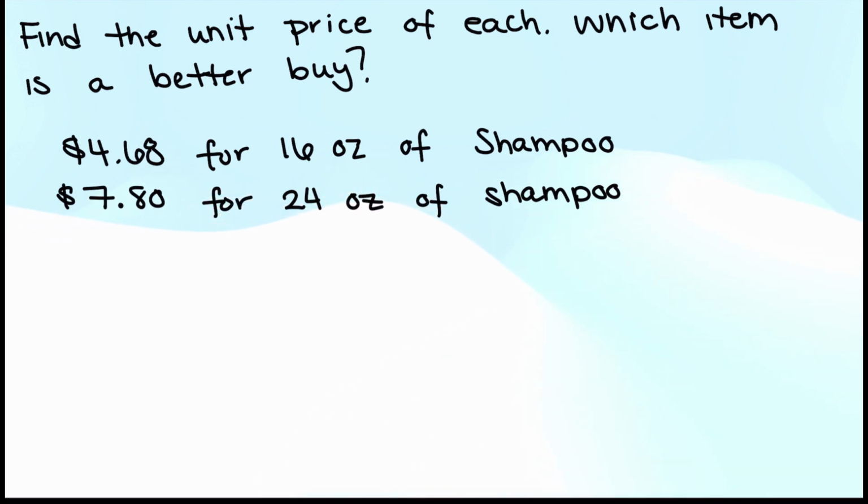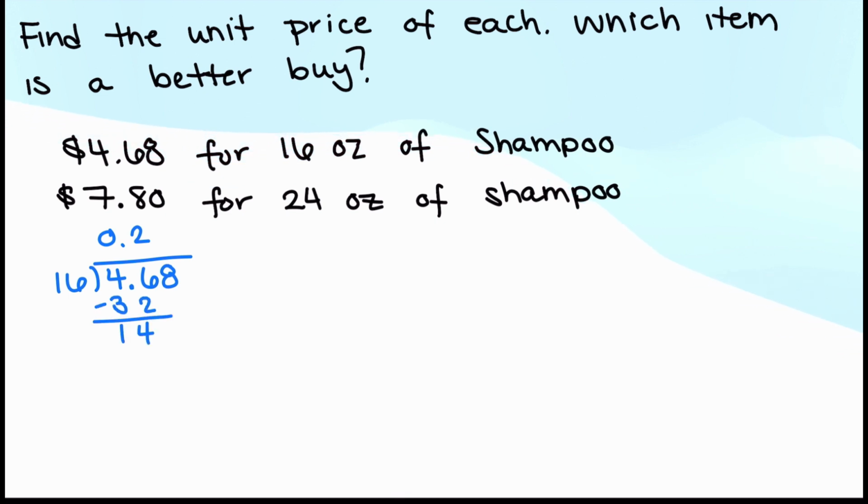Let's compute the unit price of each. When you're computing unit price, you always want to take dollars divided by the other unit. So dollars always goes on top. So I have to take the $4.68 and divide that by 16. All right, let's see. 16 goes into 46 only 2 times. And then notice the decimal stays where it is with this division. 2 times 16 is 32.